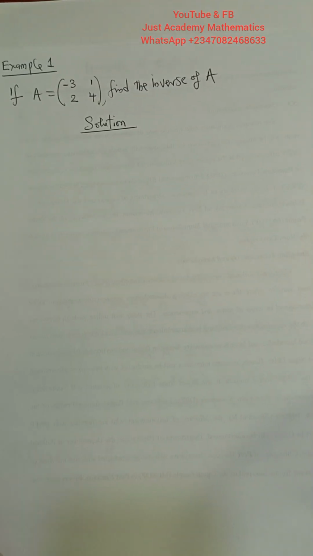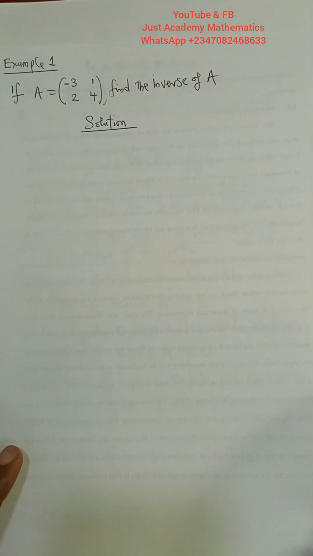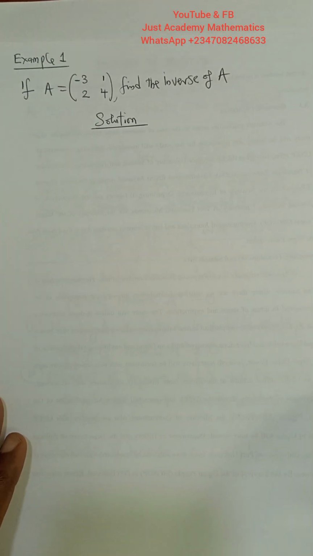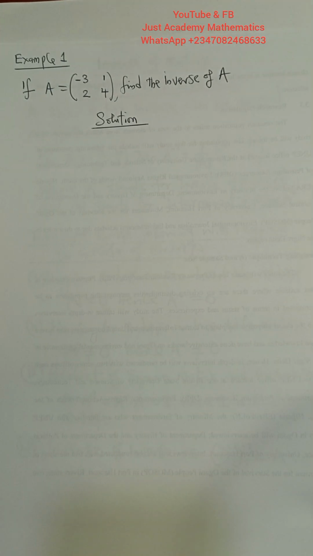Now look at example 1. For this first example, we are asked to do what? We are asked to find the inverse of A. Given that A is equals to -3, 1, 2, 4, find the inverse of A.